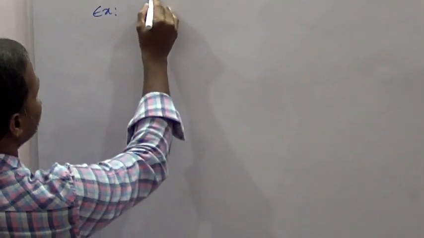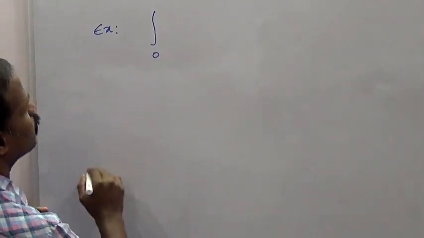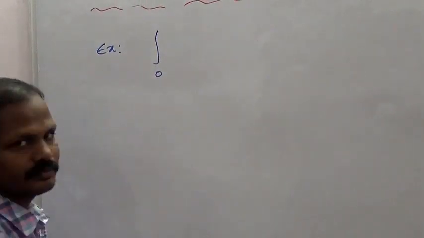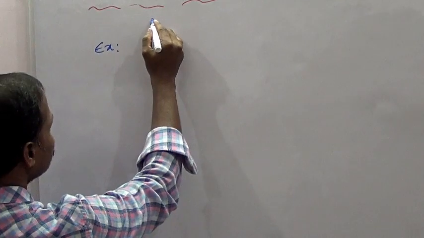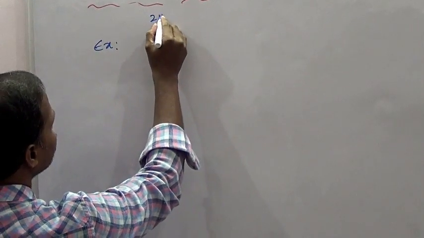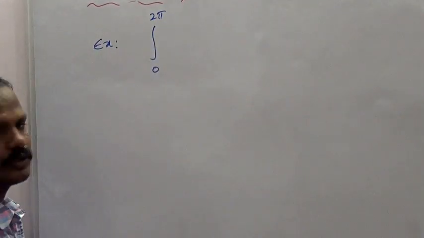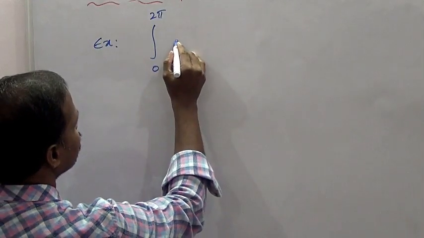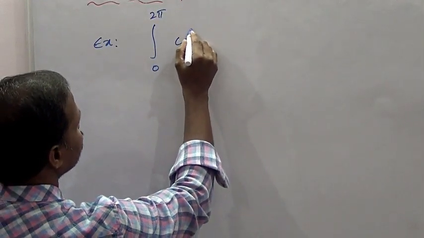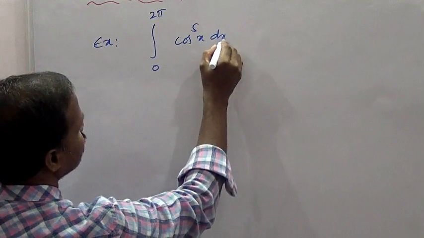Okay, so let us give one example. Find the value of integral from 0 to 2 pi of cos power 5x dx.